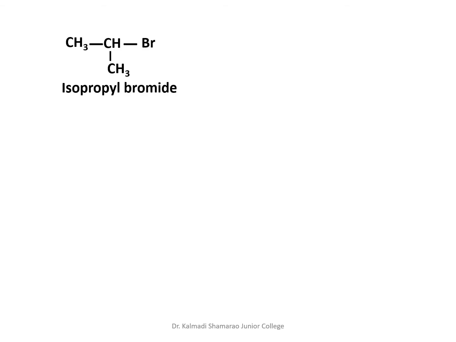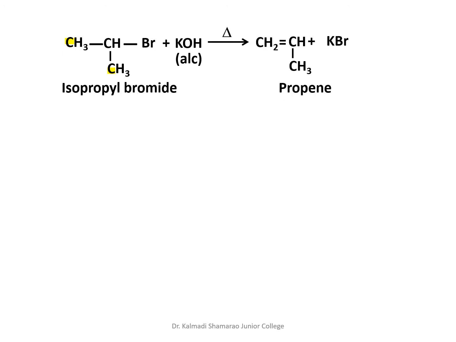Let us take alkyl halide as isopropyl bromide. In isopropyl bromide, there are 2 beta carbon atoms and hence there are 6 beta hydrogen atoms. But the beta carbon atoms and beta hydrogen atoms are exactly equivalent. So, if hydrogen atom is removed from any one beta carbon atom, the product obtained is the same. Thus, the alkene formed is propene. Now, let us consider another example.